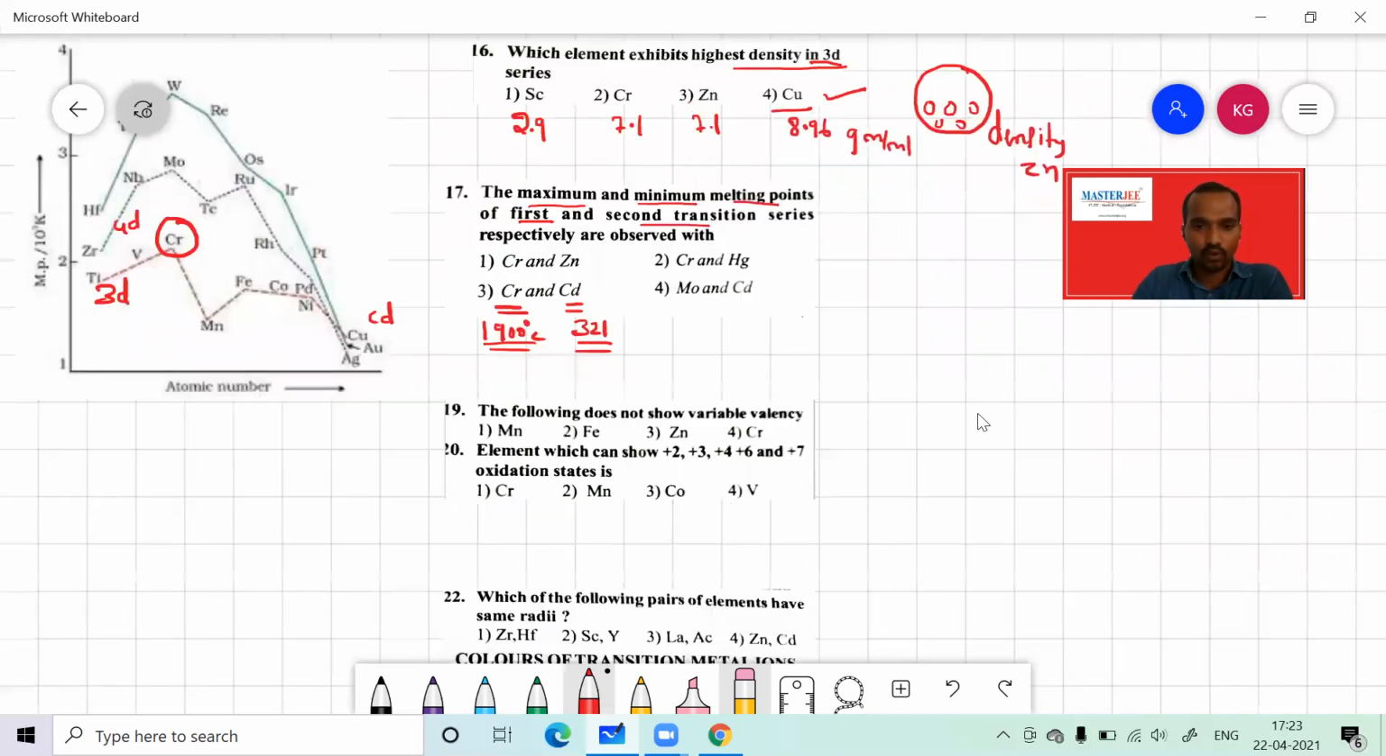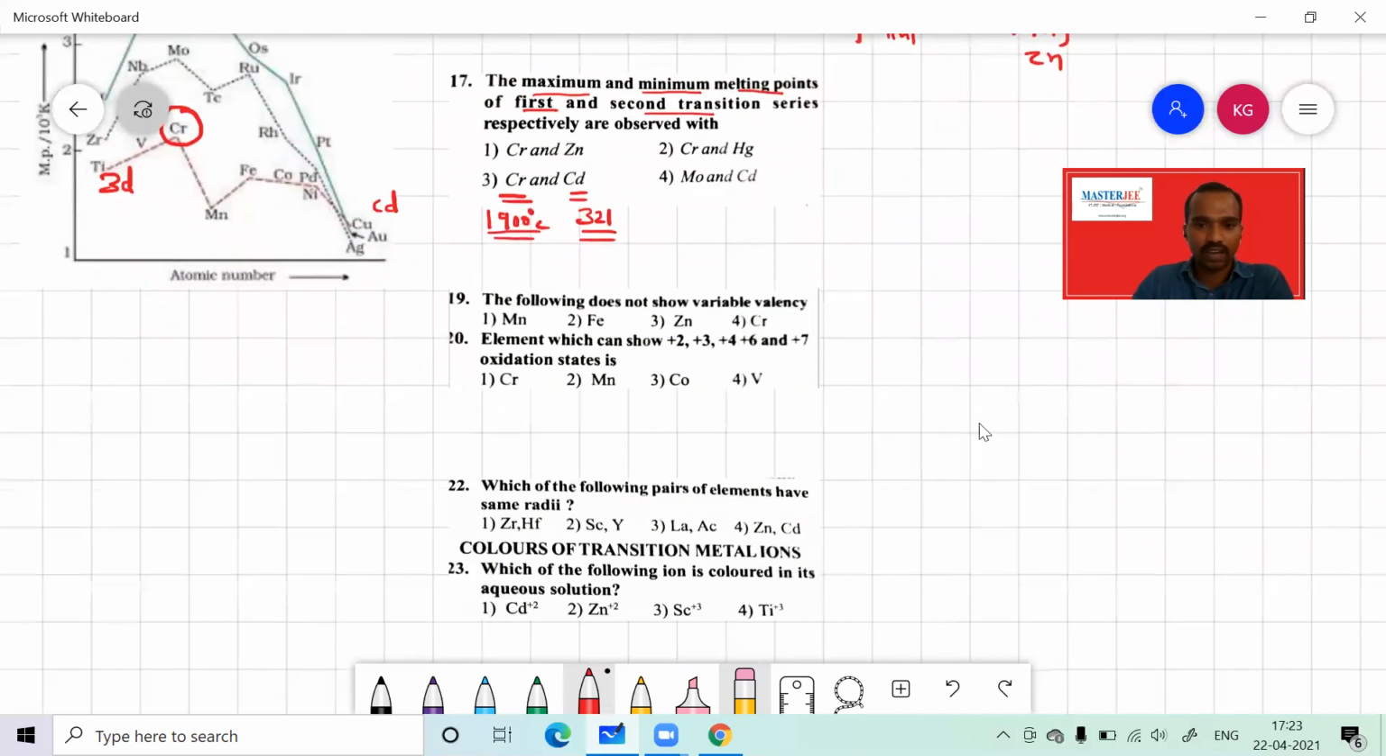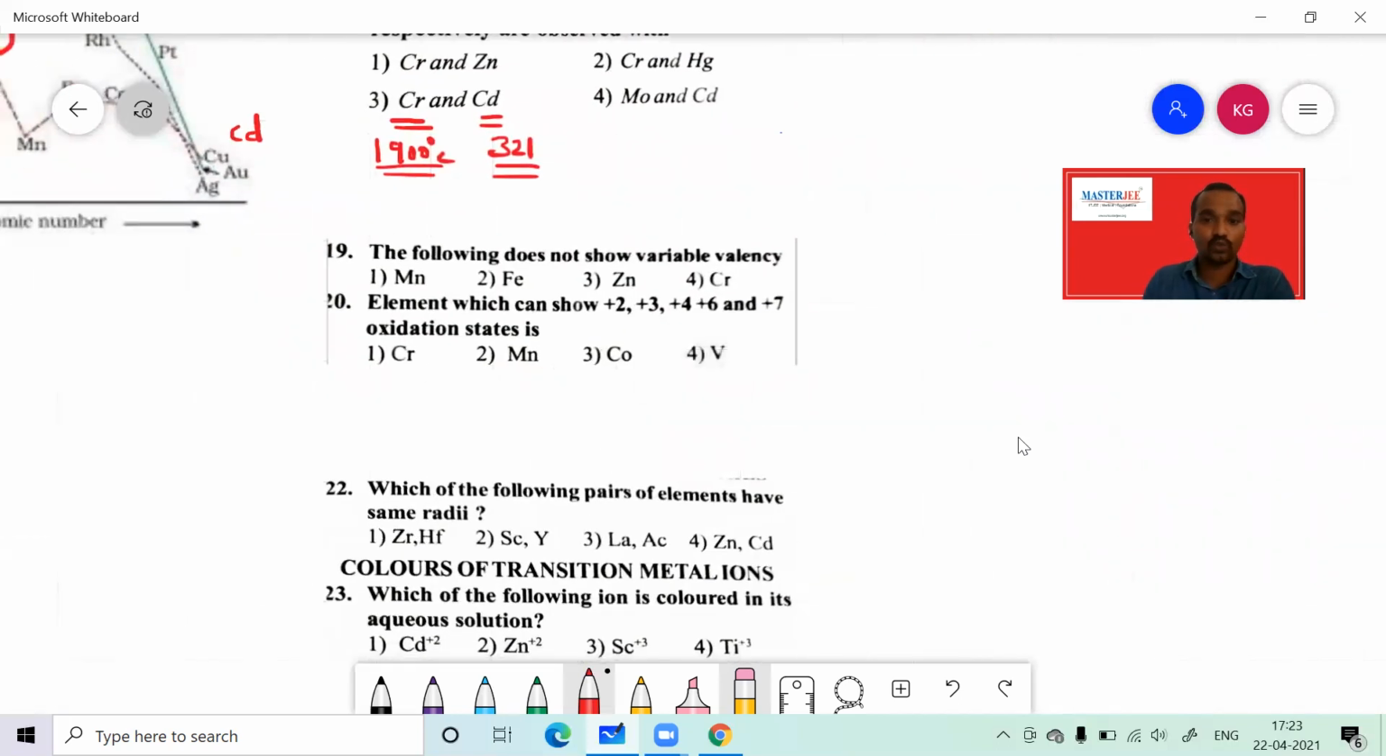Next, which of the following does not show variable valency? We know very well, zinc does not show variable valency because of its completely filled 3D10 4s2 configuration. The element which can show +2, +3, +4, +6, +7 oxidation states is manganese.